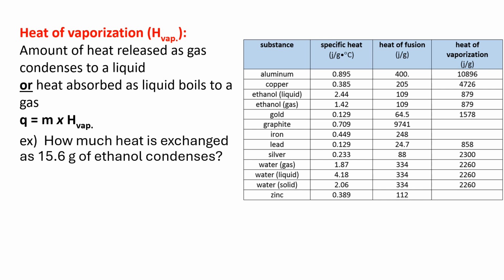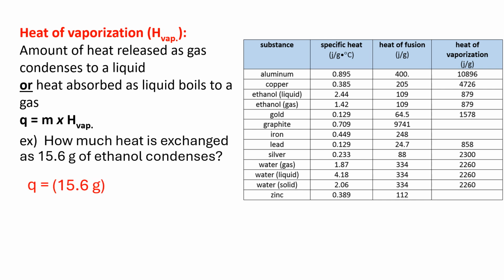So how much heat is exchanged as 15.6 grams of ethanol condenses? The word condenses means that we are using heat of vaporization, not heat of fusion. Heat of fusion would be going from solid to liquid or liquid to solid, but if there's a gas involved, meaning we've got condensation or boiling, we're going to be using this column here, heat of vaporization.